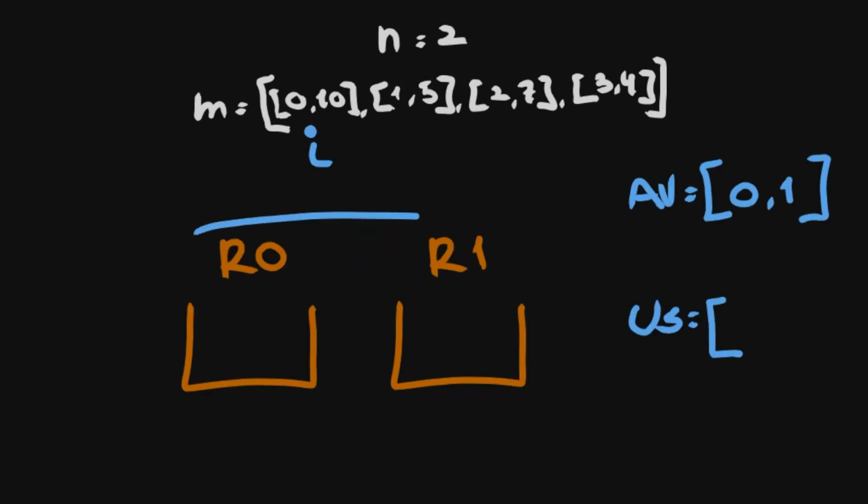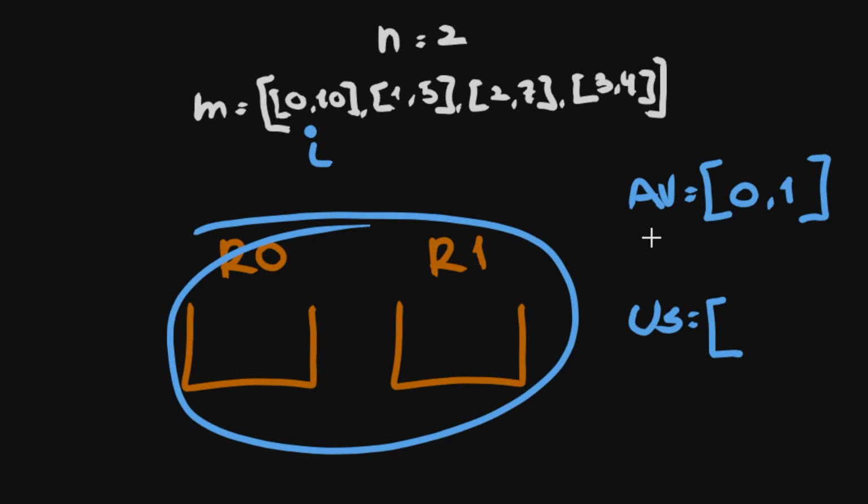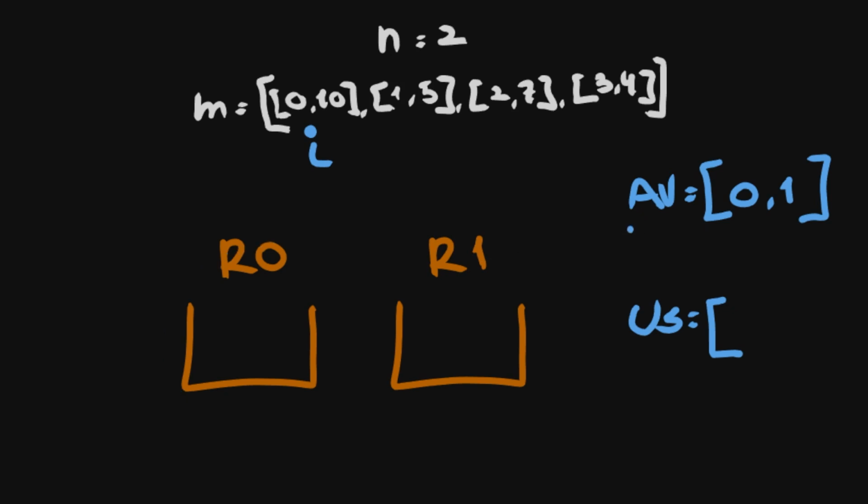So for this example we have these 2 rooms, and we also have a priority queue for rooms that are available. In this case we start with room 0 and room 1. We also have a priority queue for rooms we are currently using. This is initially empty. And we are iterating these meetings from left to right from index 0 with an i pointer. So we start from this meeting.